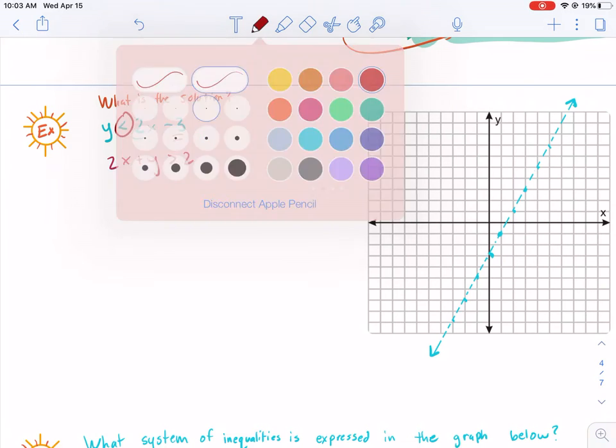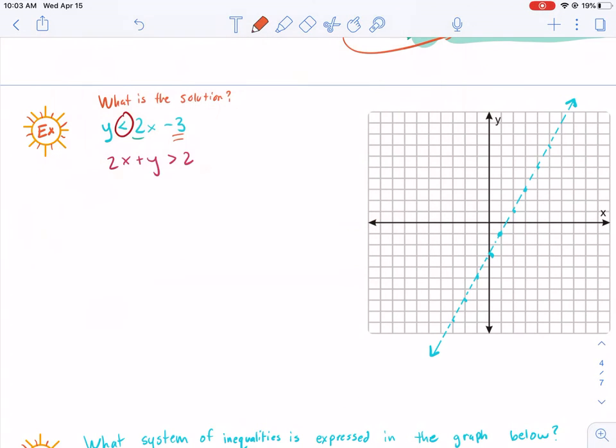Now, let's work on the next one. Notice how the y is not by itself, so we need to solve for that y, which really isn't that hard in this case because y does not have a coefficient greater than 1. So we're just going to subtract 2x from both sides. We get y is greater than 2 minus 2x. We should be able to identify our slope here. Our slope is -2. Our y-intercept is +2.